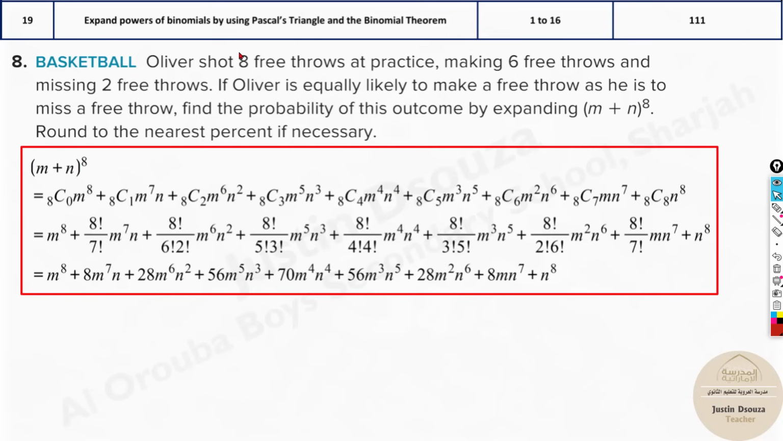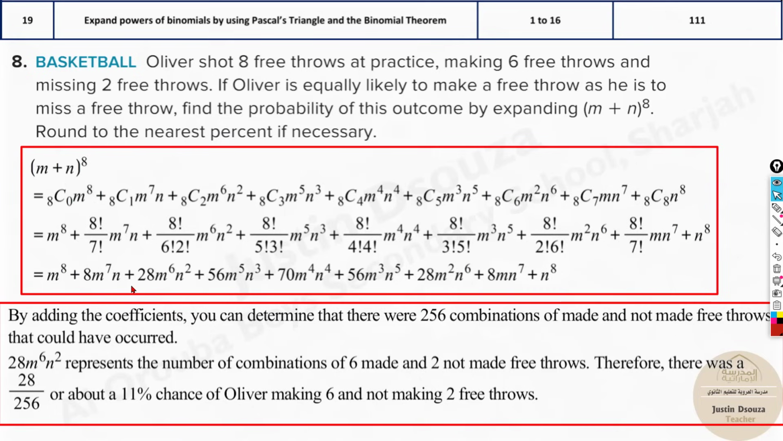Now here they have asked about 8 free throws shot. Okay, 8 free throws are shot, making 6 free throws and missing 2 free throws. So in the final answer, after you expand it, where is 6m? M is making free throws. Where is 6? Over here, and 2 no. So it's 28 probability. So it is what? 28 divided by the total number. Add all: 1, 8, 28, 56, 70.